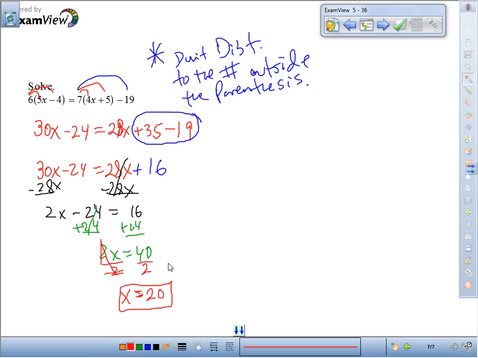Hands if you got that by yourself. Okay, good. Go to number 6. And once again, just a note. Make sure once you distribute, before you start solving, you distribute. Don't distribute to the number that's outside of the parentheses. Okay? All right, let's continue. Number 6.